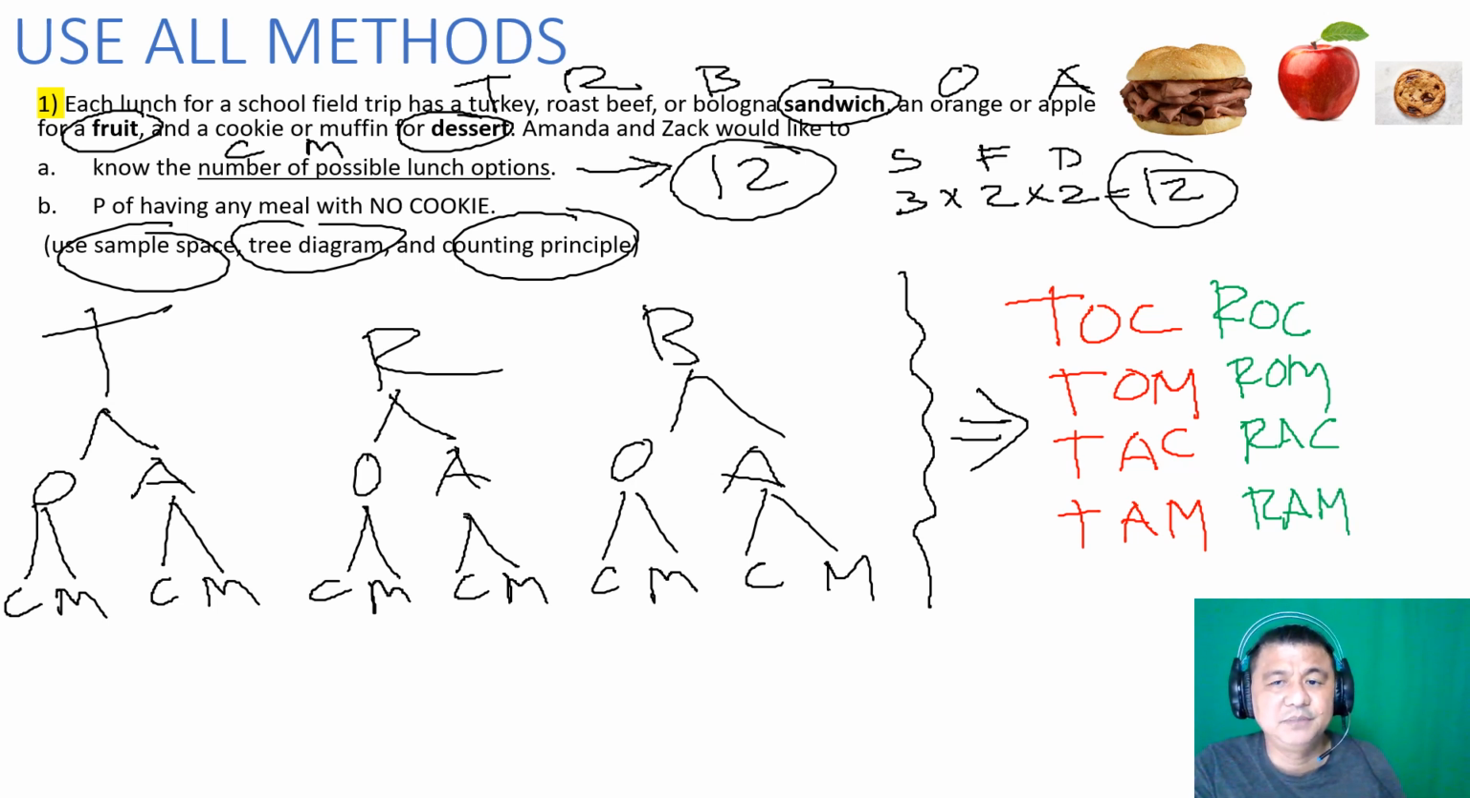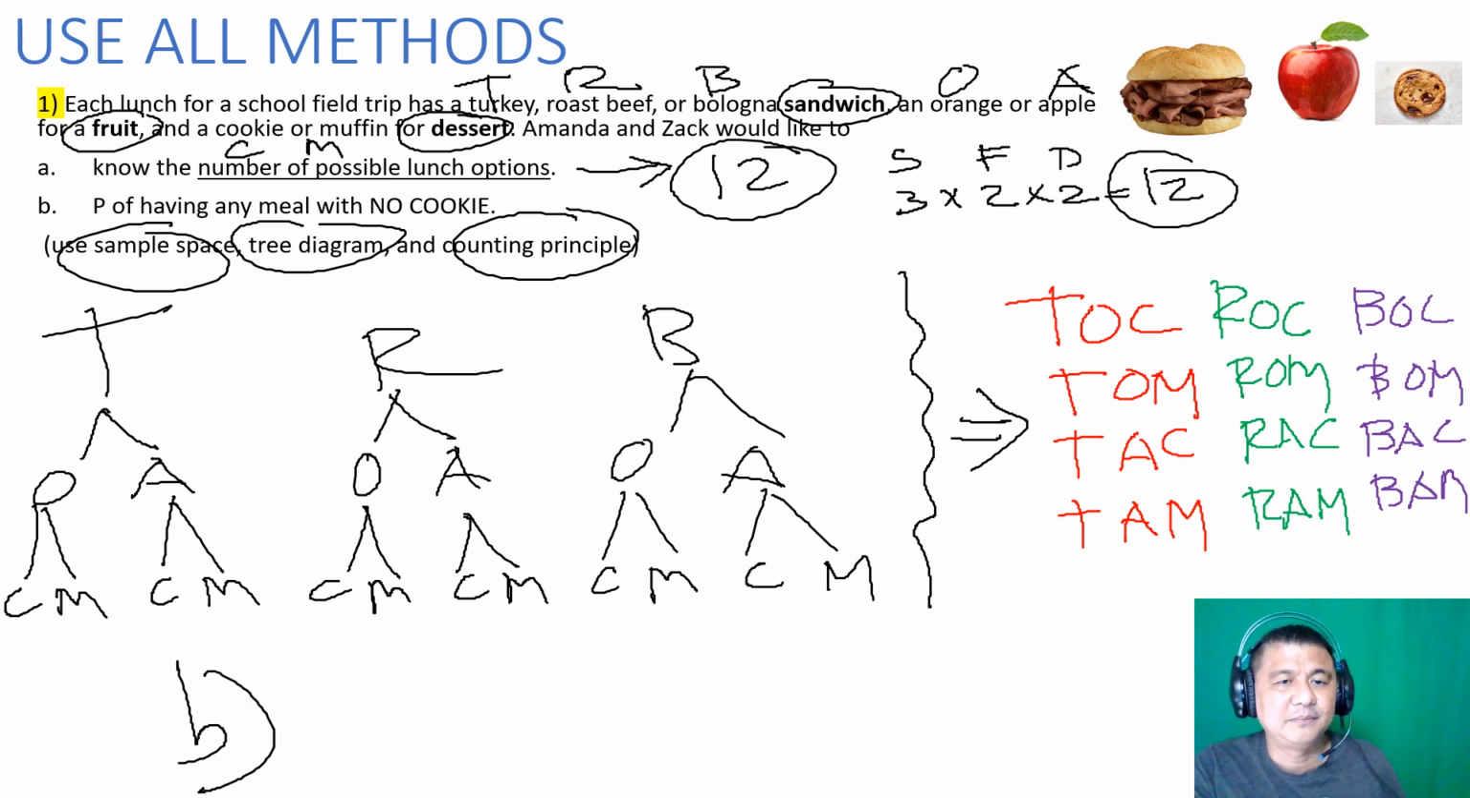Next could be a B, bologna. BOC, BOM, BAC, or BAM. So how many? Again, that's 12. So the tree diagram is now a sample space. Now we can answer letter B. Letter B: probability of a meal with no cookie.